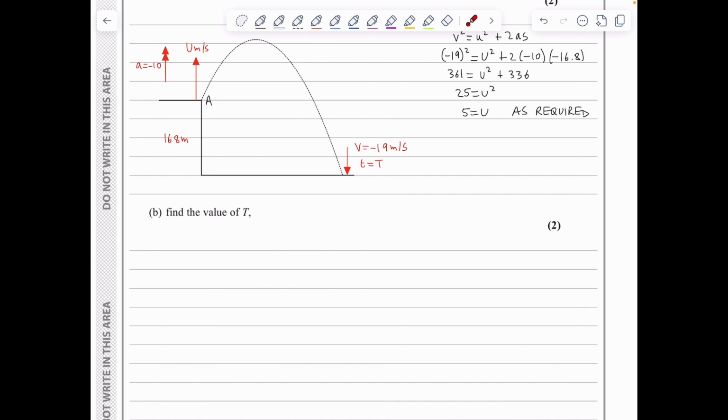Now in part B, we have to find the value of capital T, and this time I'll be using v is u plus at. We know that the final velocity is negative 19. We've just established that the initial velocity was 5, plus the negative 10 times the capital T. So we've got negative 19 being 5 minus 10 capital T, which means that 10T is 24. And if I divide both sides by 10, we get that T is 2.4.